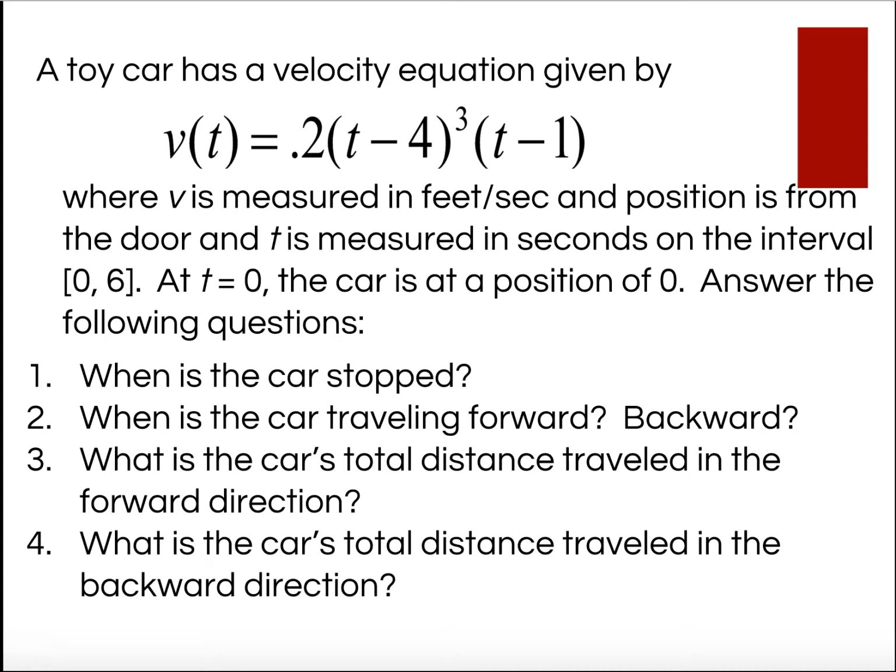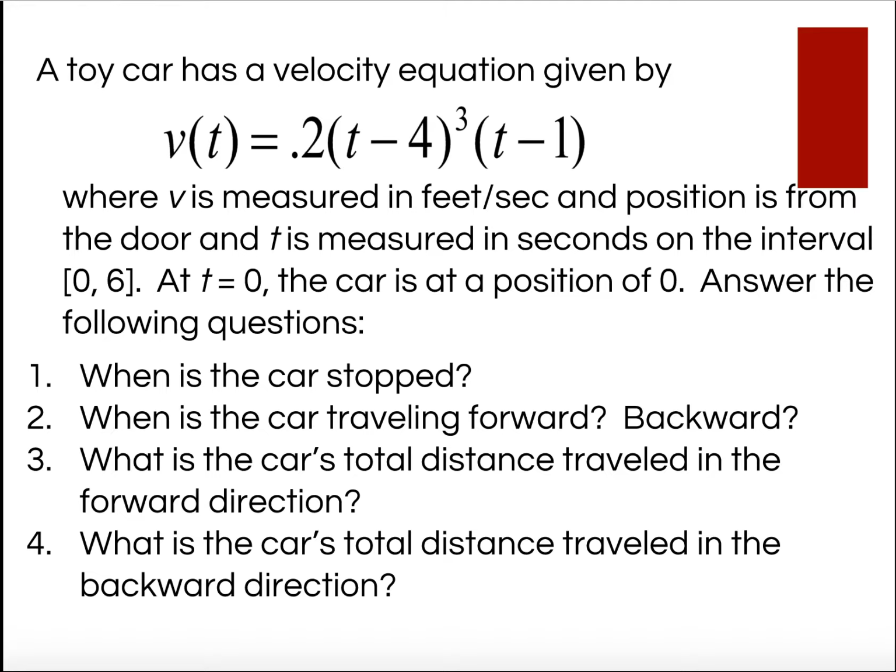A second example I have is a toy car that has a velocity given by this v of t, 0.2 times (t minus 4) to the third times (t minus 1). V is measured in feet per second, position is from the door, and t is measured in seconds on the interval from 0 to 6. And at the initial time, the car is at a position of 0 feet.